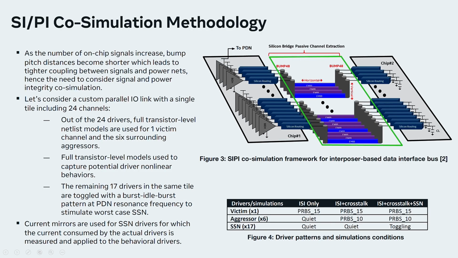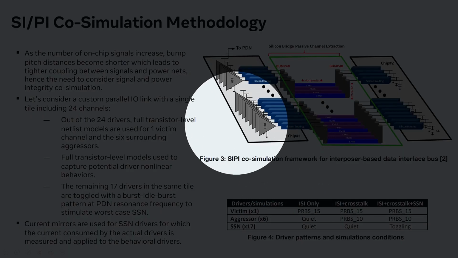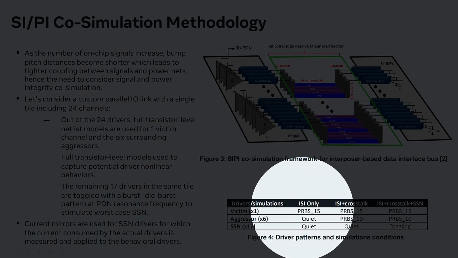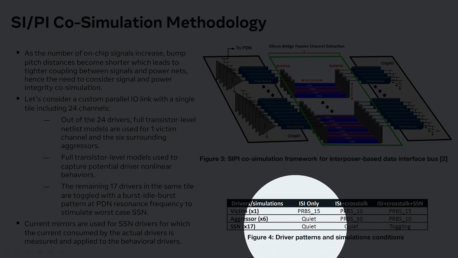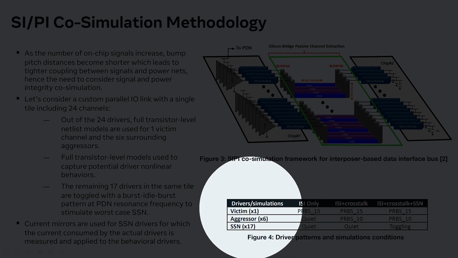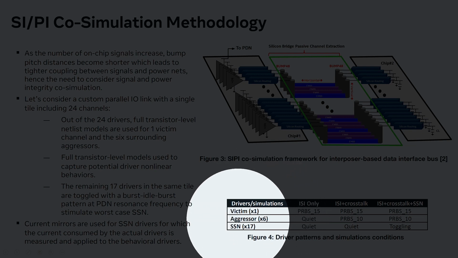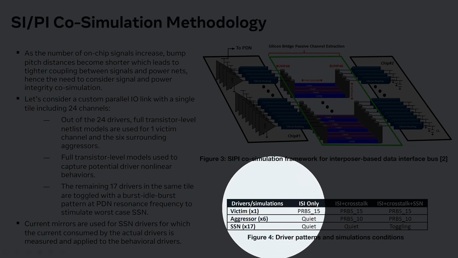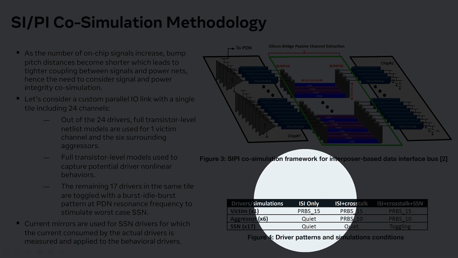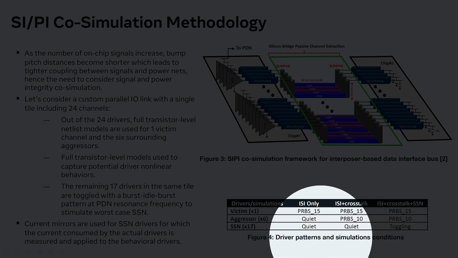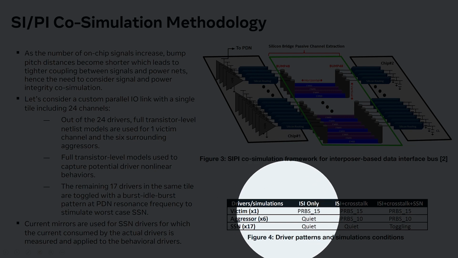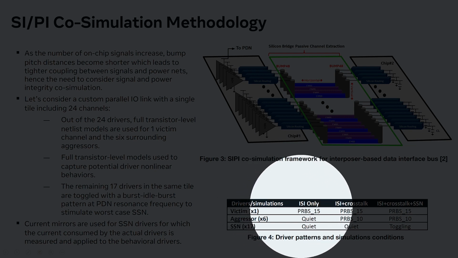So once you have that kind of current mirror setup and your actual drivers in the system, you can run 3 different sets of tests, where you can start with your ISI only test. What it means is that you just start toggling your victim as the actual driver model with the transistor level models. And then also the surrounding aggressors, you keep them quiet with the SSN drivers. So whatever you get from this kind of test, you'll understand that that would be your contribution of your ISI into your final timing budget.